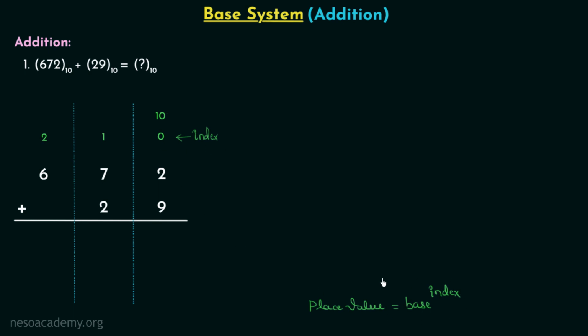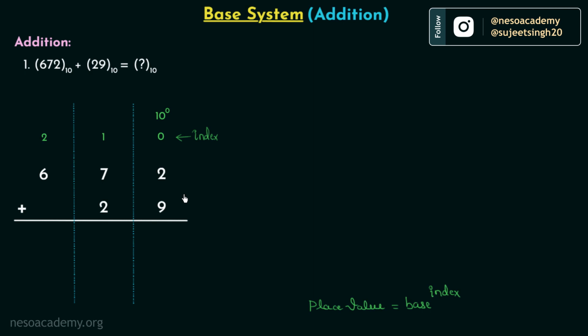So following this, we will have 10 raised to power 0 where 10 is the base and 0 is the index. So in this way, we are getting the place value of 2 equal to 10 raised to power 0, and the same place value will be there for this digit 9. 10 raised to power 0 is equal to 1 which is unity, and therefore we say digit 2 and digit 9 are at unit place.